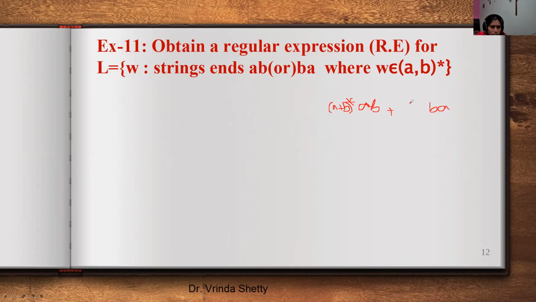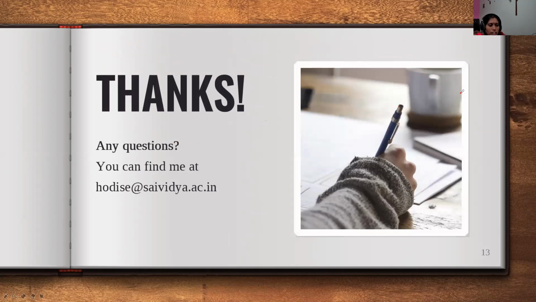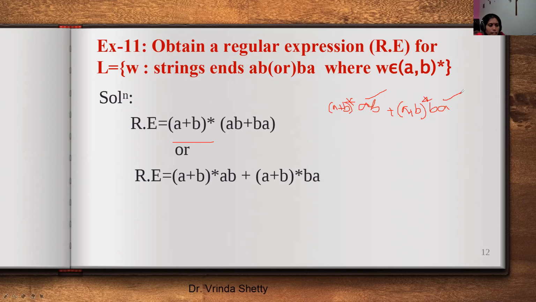or (a plus b) whole star. Either it should end with ab or ba. This way you can write, or you can take it out and you can write in a simple way. That is (a plus b) whole star, and here from this, ab or ba can be there. Both the ways I have shown there. It can be written in this fashion, or it can be written in this fashion.